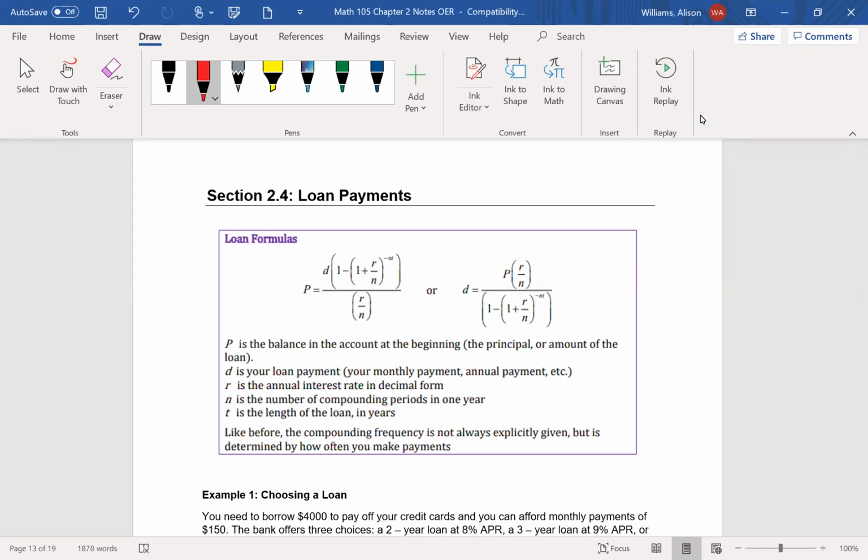And then the second formula, which is a lot more useful for people, actually helps us figure out what the loan payment is going to be. That's the formula we're going to focus on the most. If you need to look at what each of these represents, pause the video because I'm not going to go through that. Instead, we're going to go ahead and apply these formulas.